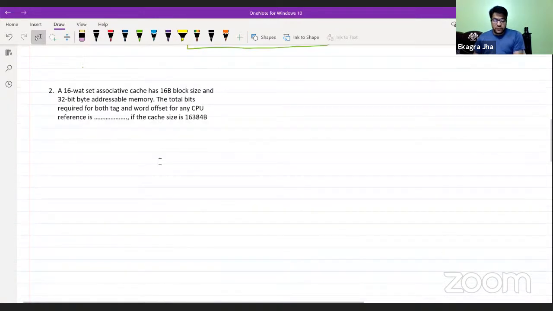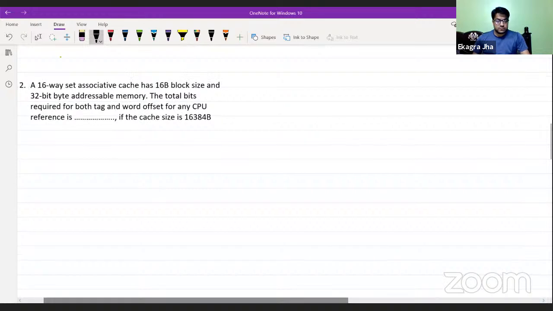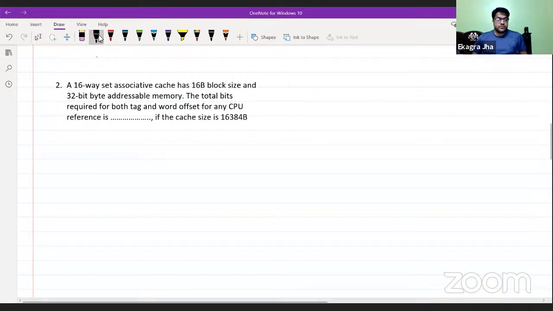Okay, if you're done with the first question, let's go with the second question. The second question, this should be some typing mistake, it is actually 16-way set associative cache. Okay, let me zoom it for you.